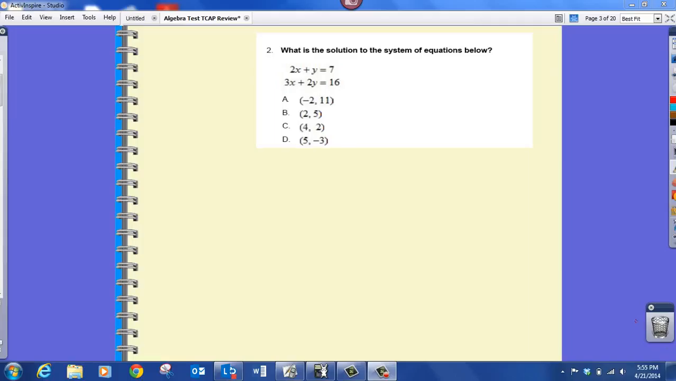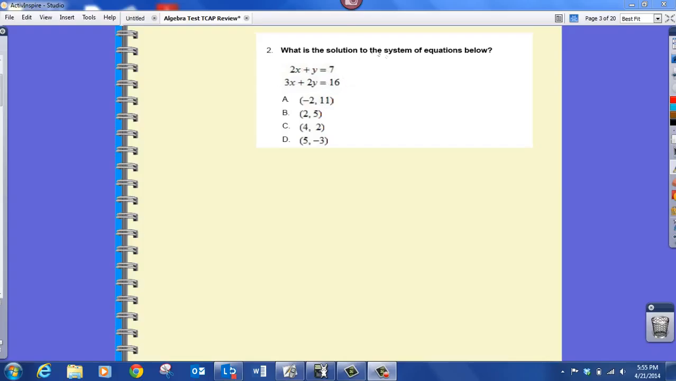Alright, number 2 of the Algebra TCAP review test is: what is the solution to the system of equations below? Neither one of them is given to you in slope-intercept form. So with this, actually in your given choices, there's a pretty cheap way out. It's just a quick test-taking strategy. All I have to do is take the x and y of the coordinate pair and substitute them in.